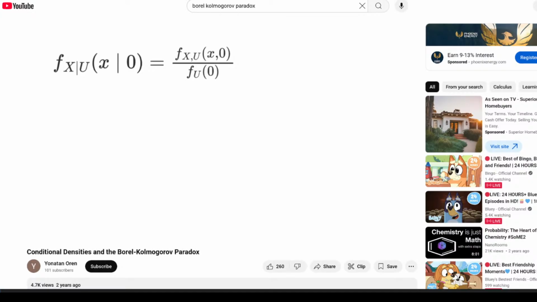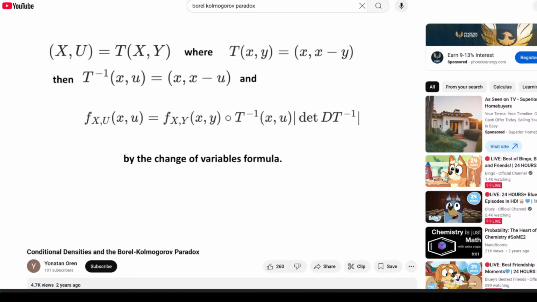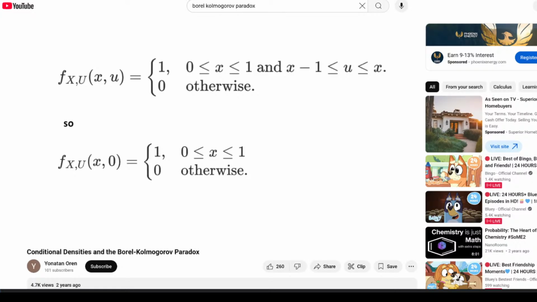We'll first compute the joint density of x and u. We can write the pair x comma u as a function of x and y, called t, and then use the change of variables formula to find the joint density of x and u. In this case, since the joint density of x and y is just the constant 1, and the absolute value of the determinant of dt inverse is also 1, then we just get that the joint density of x and u is 1.